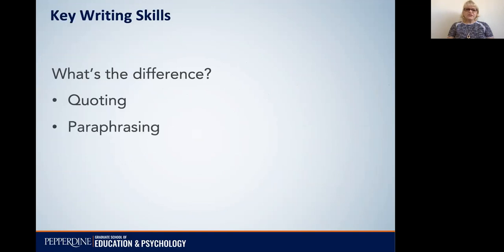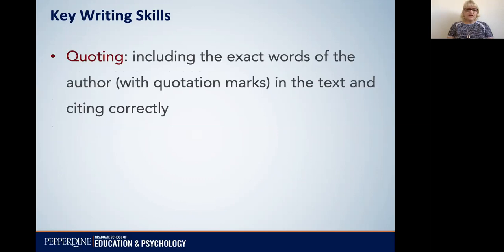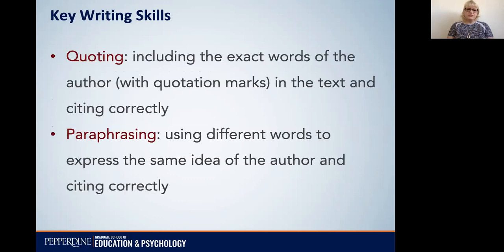The other thing I want to talk about here is there are some differences between key writing skills. Generally, in literature reviews and in most academic writing, you want to focus on paraphrasing over quoting. Quoting is using the exact words of the author, and paraphrasing is using your own words, but restating the author's idea. So typically, you want to focus on this second one.